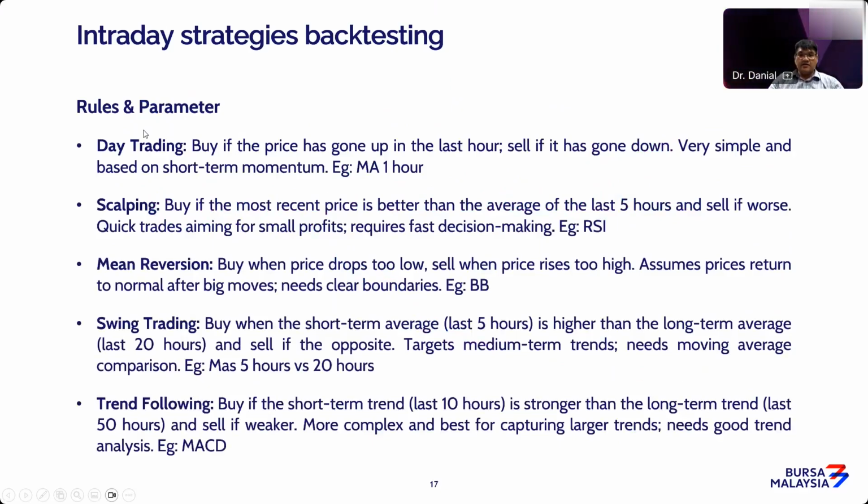Right. So in order to confirm what we shared just now, let's do the backtesting, intraday strategies backtesting. These are 5 common strategies: day trading, scalping, mean reversion, swing trading, trend following. These are all very common. Day trading, we use the 1 hour MA. Scalping, we use the RSI. Mean reversion, we use the Bollinger Band. Swing trading, we use the crossover between 5 hours versus 20 hours. Trend following, MACD. However, among all these 5, which one will actually give us more chances to profit?